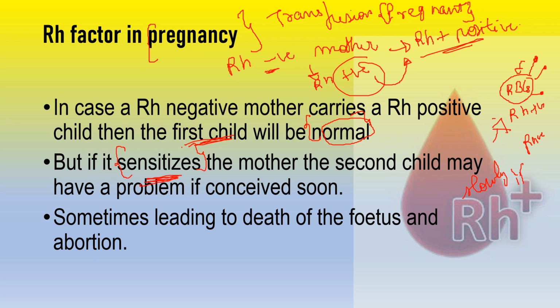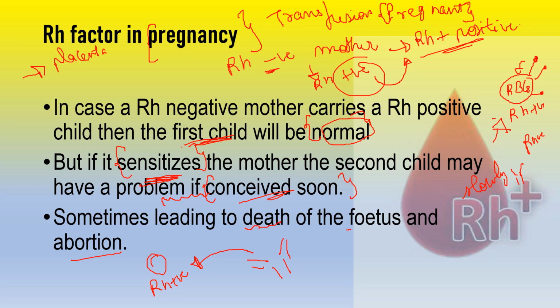But suppose during the second pregnancy, if it takes place very soon, within a short time period, or there is a second child again in the womb because the mother has conceived soon, this could be problematic. It could lead to death of the fetus or abortion. Why? Because now the antibodies are already ready to attack. These antibodies which were generated against the Rh positive cells will directly go and react with them. During the first case, they hadn't crossed the placenta, but now in the second case, they have easily crossed the placenta and come in contact with the RBCs of the child. Now they will start killing the RBCs of the child, and this would be a fatal or dangerous condition for the fetus.